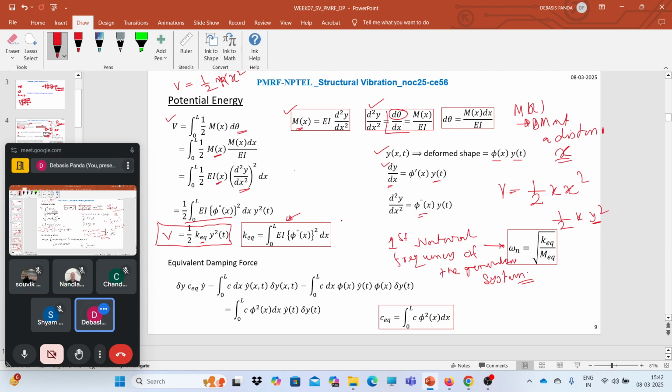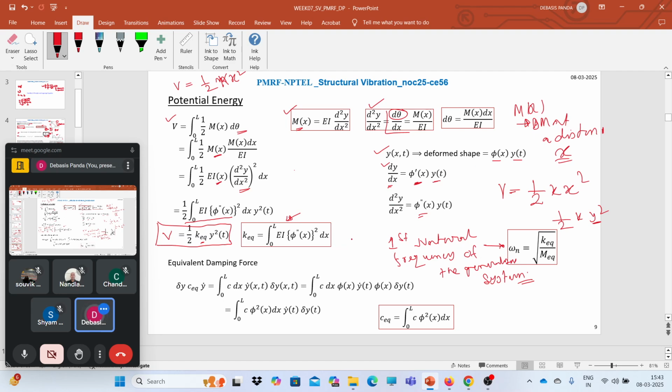So now in a question, if your shape function is given, and say for example your EI, the flexural rigidity, is given, and they ask you to find out what will be the first natural frequency of the generalized system. By this way you can calculate the first natural frequency of the generalized system, and you can get the value of m equivalent and k equivalent for this system.